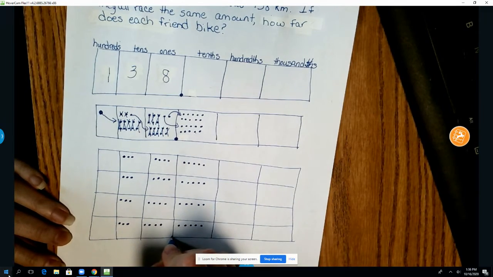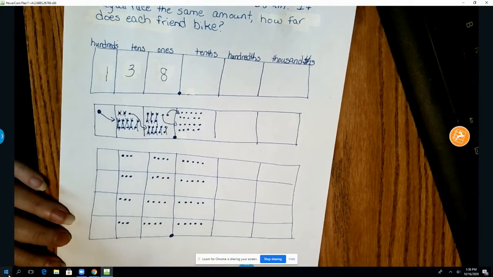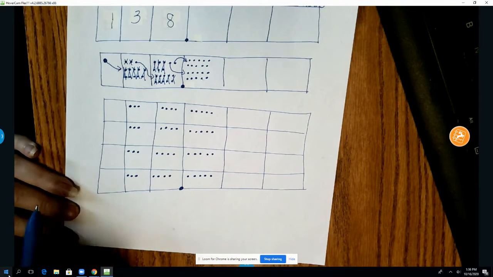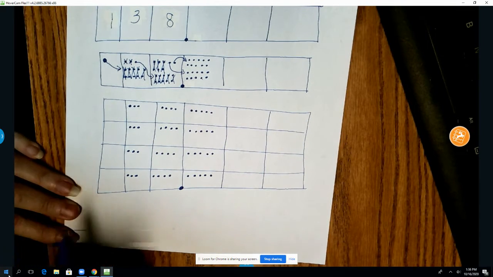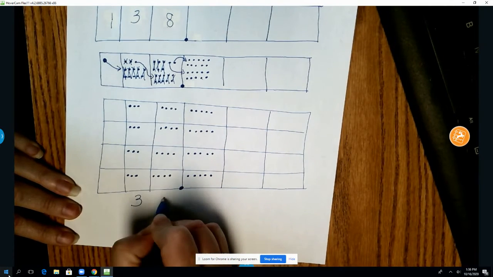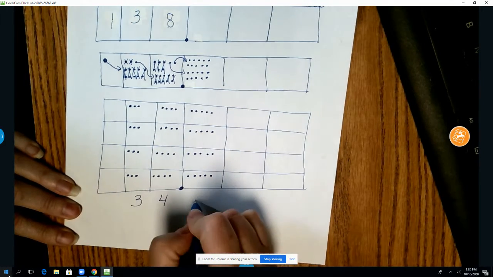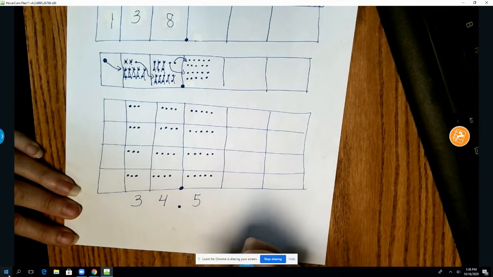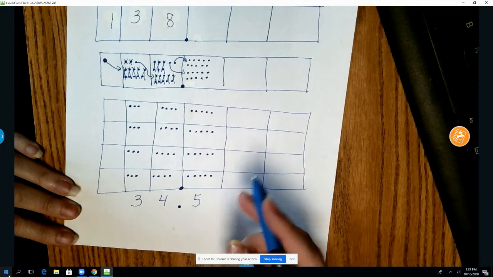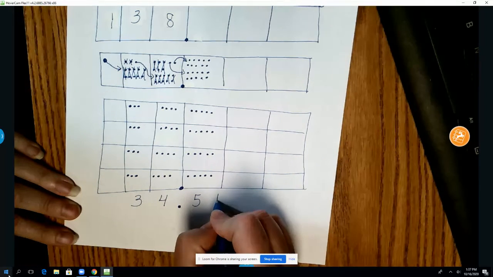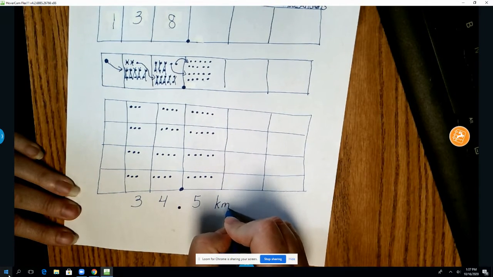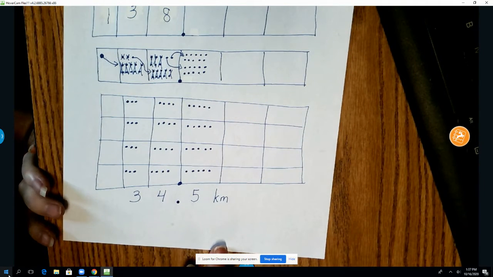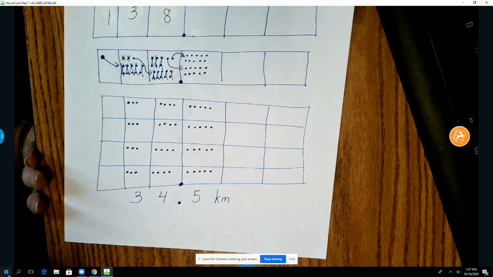And now I can count up how many are in one group because all of the groups are equal. So now I know that each friend in the race is going to bike 34.5 kilometers of the race. So now let's talk about the second way that we are going to solve this problem.